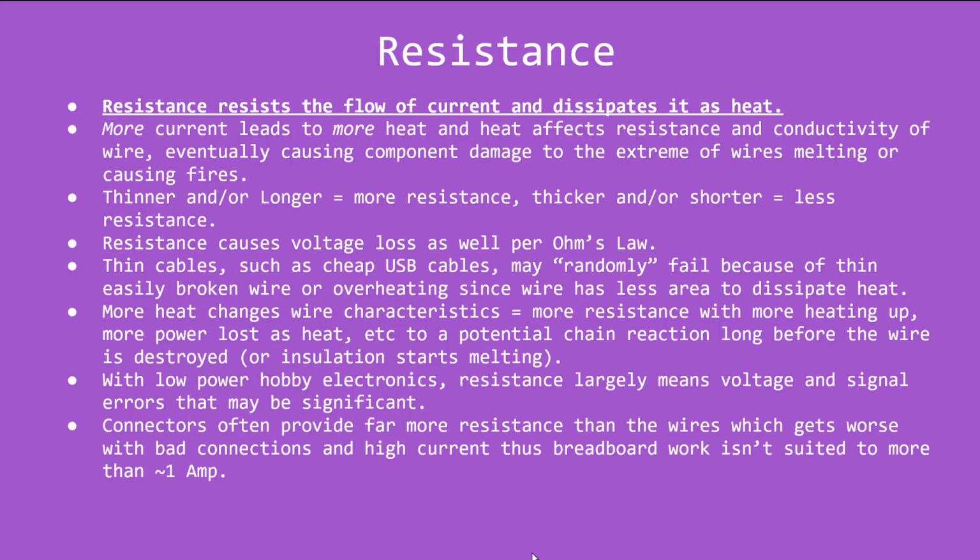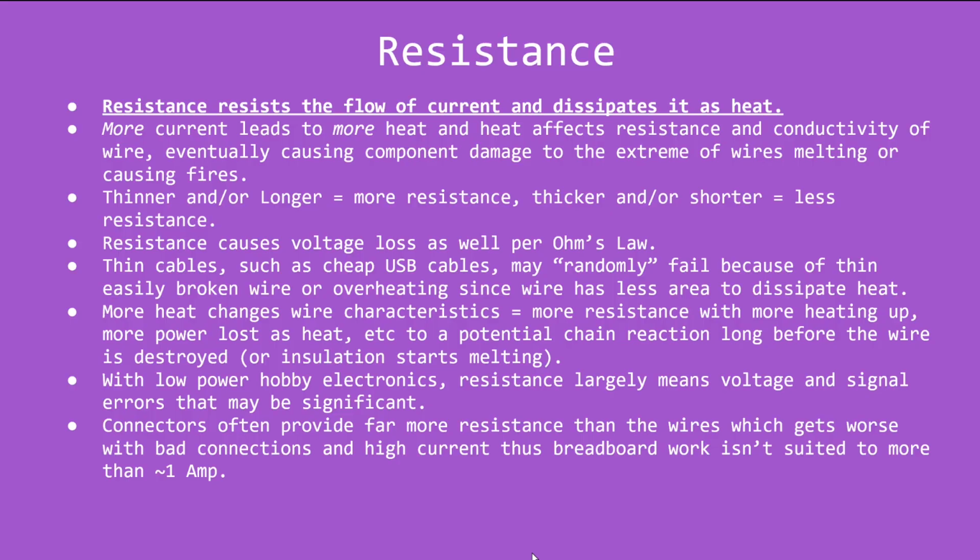All right, so as you recall from earlier videos, resistance resists the flow of current and dissipates it as heat. More current leads to more heat, and heat affects resistance and conductivity, which can eventually cause component damage and even melting insulation on wires, maybe even fires in extreme cases. Thinner or longer means more resistance, thicker or shorter means less resistance. It also causes a voltage drop per Ohm's law.